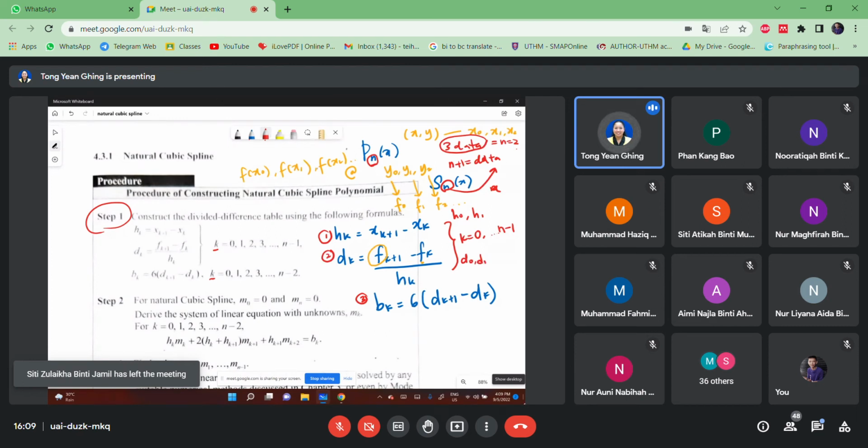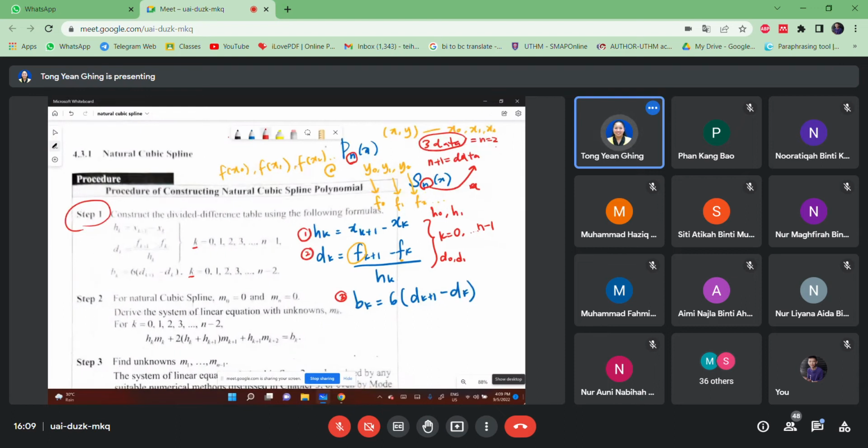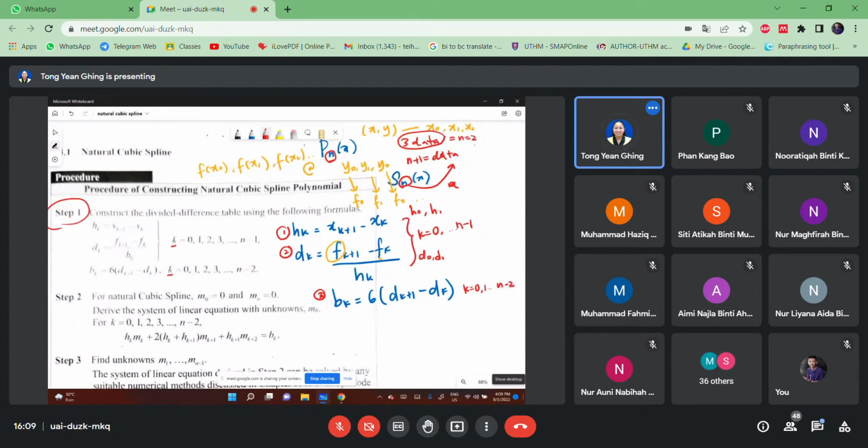But for bk, we have to do the calculation starting from k equals 0, 1, until n minus 2. Back to just now, when we have 3 data points, our n is 2, that means we only need to calculate b0 only.